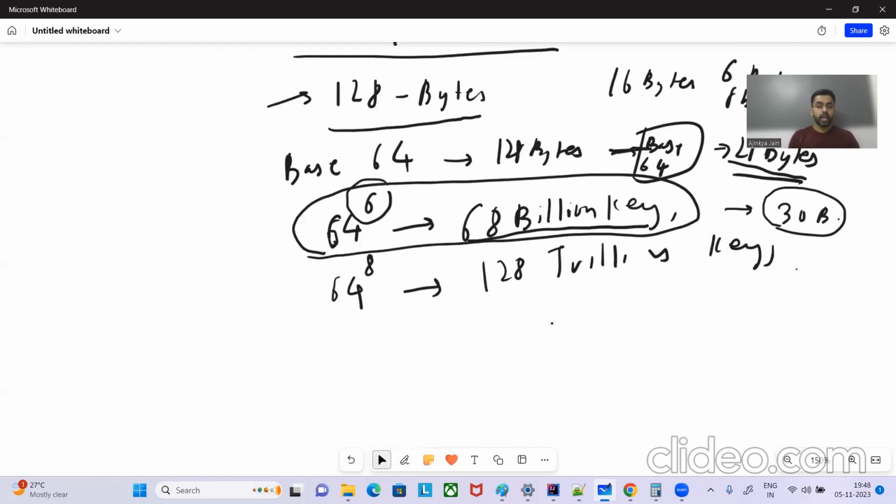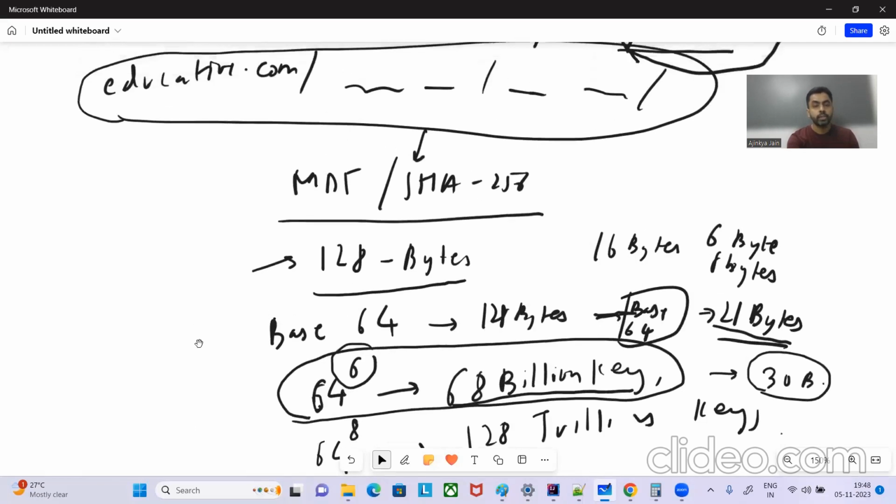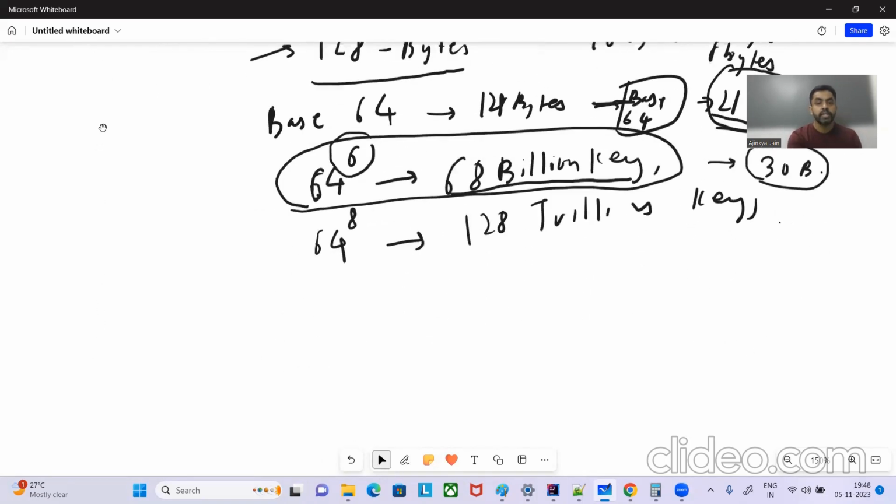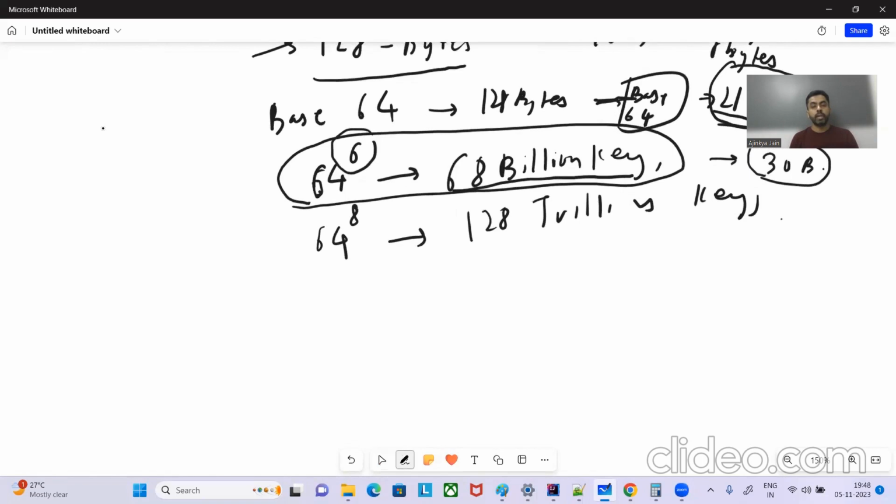So we saw that even if we use the big URL and hash it using MD5 or SHA-256, it still gives a big number. 21 bytes is a big number. So what can be the approach to generate a 6 character long key?